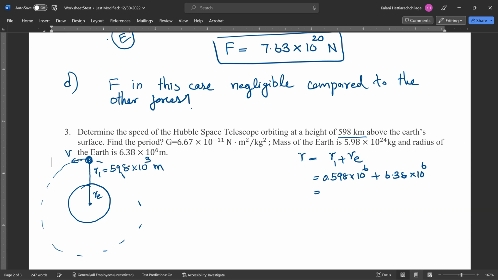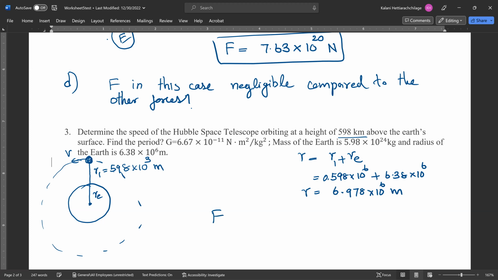Then after you add these two together, that will be 6.978 times 10 to the power 6 meters. Okay, so that is the R I need.